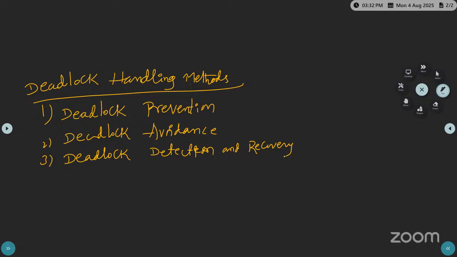Deadlock detection. So first of all, you have to detect whether a deadlock has occurred or not. First of all, detect whether it is cold or not. If cold is there, then recover from it. The recovery methods are there. Right? So here the deadlock, first one, deadlock prevention.